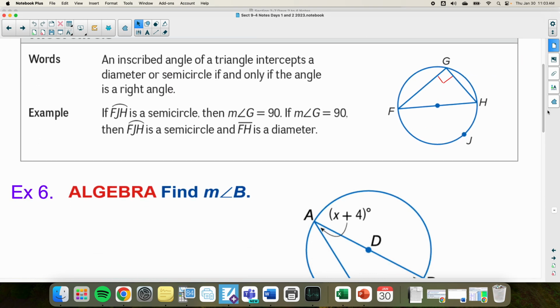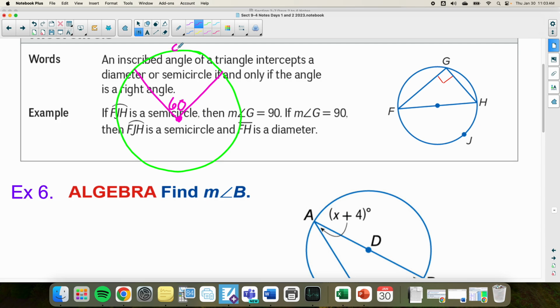Yesterday we talked about inscribed angles, and do you guys remember if I had a circle and I have a central angle, and this is 60, what's that? 60, right? Then if I drew an inscribed angle, its vertex would be on the circle, and what would that angle be? 30, very good. So that's what we learned yesterday for the most part.